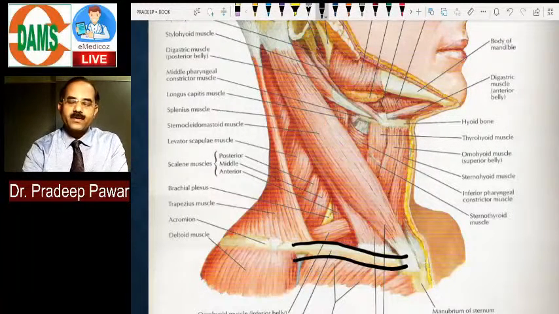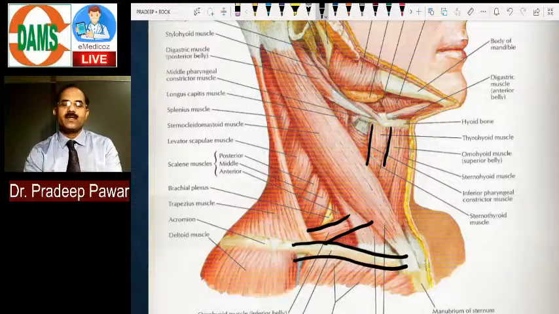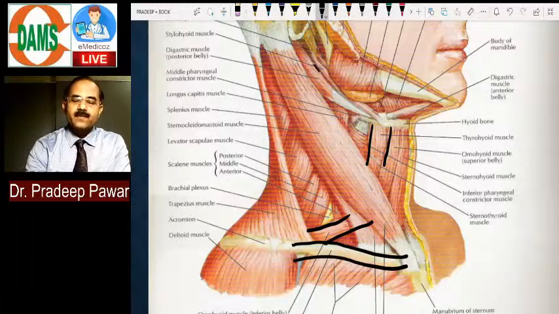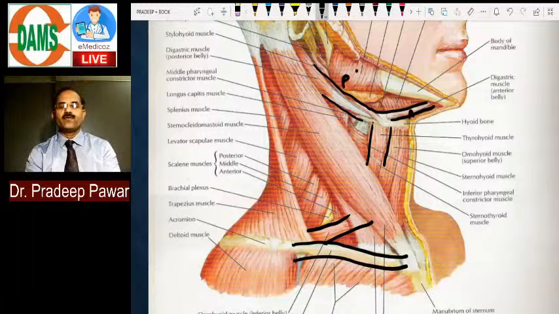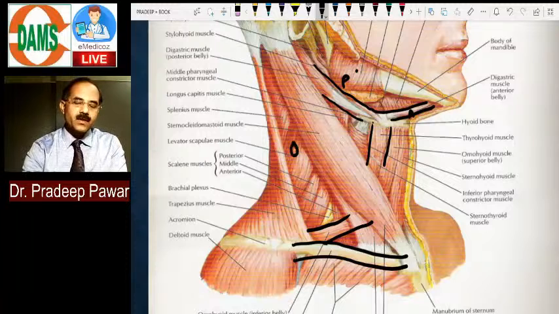Now, what is this muscle? Have a look at this. This is the omohyoid. And what is this muscle? This is the digastric. What is this belly? Anterior belly, and that's the posterior belly of digastric. Anterior and posterior belly. So what is this triangle now?